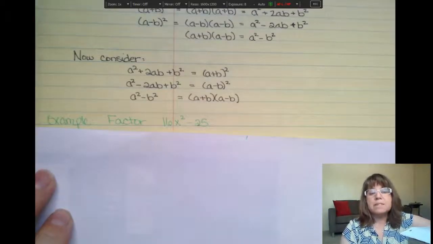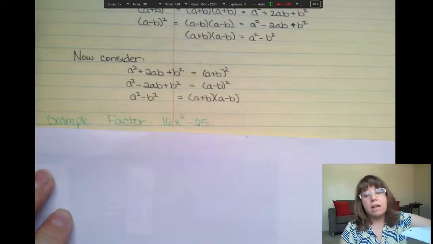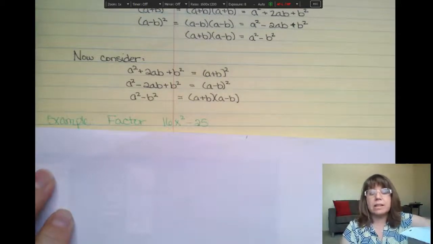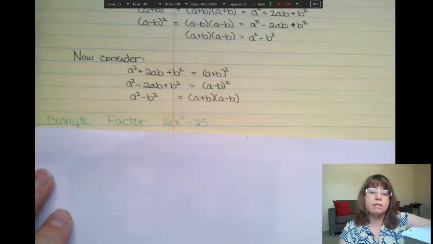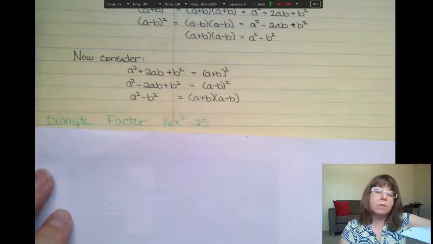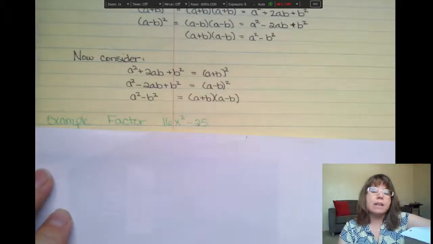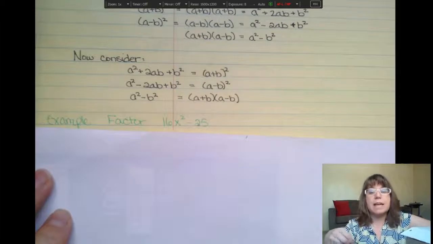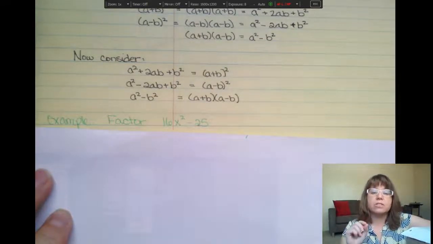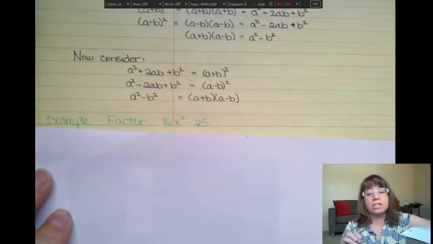Here's an example. Let's factor 16x squared minus 25. The first thing you need to ask yourself is, can I factor it directly, as in taking out a GCF? No, I don't have a common factor here, so I need to look in my bag of tricks and see what other ideas I can come up with to factor this expression.